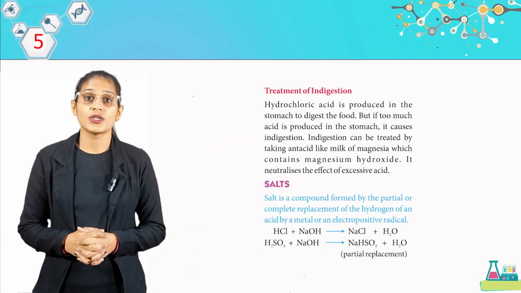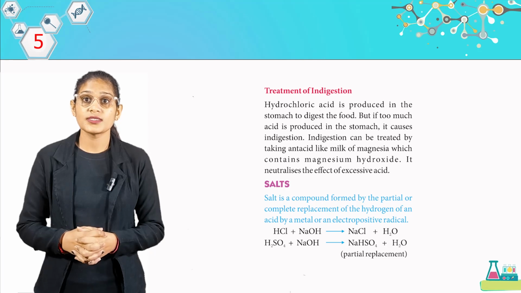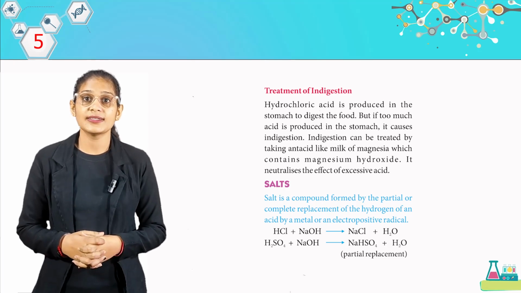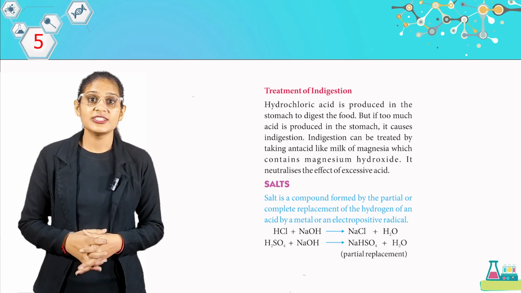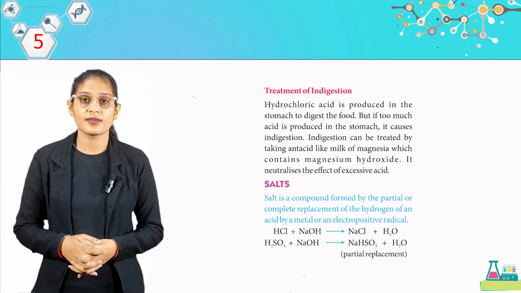Hydrochloric acid is produced in the stomach to digest the food, but if too much acid is produced in the stomach, it causes indigestion. Indigestion can be treated by taking antacids like milk of magnesia, which contains magnesium hydroxide. It neutralizes the effect of excessive acid.